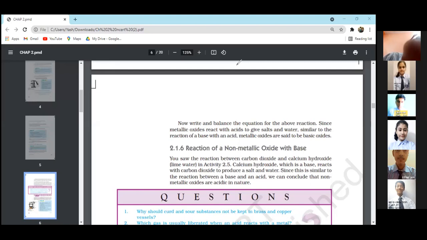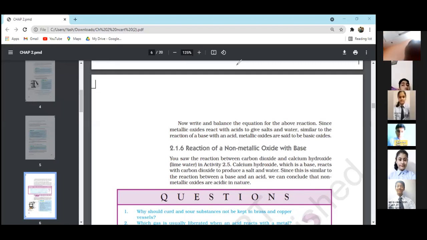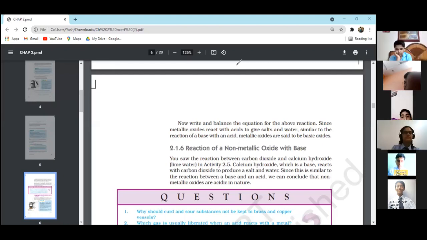So when a non-metallic oxide reacts with a strong base, what do you think will form? Salt and water. Ma'am, salt and water. Which salt will be formed here? What do you think?